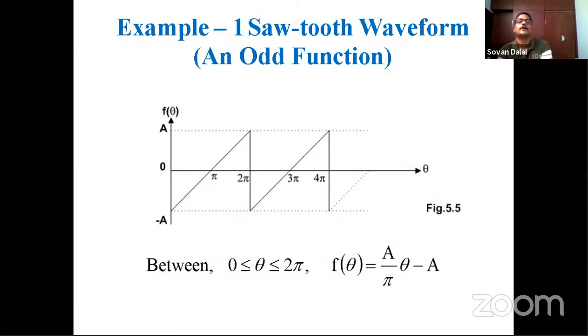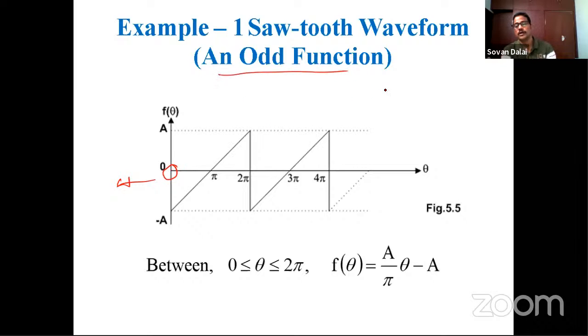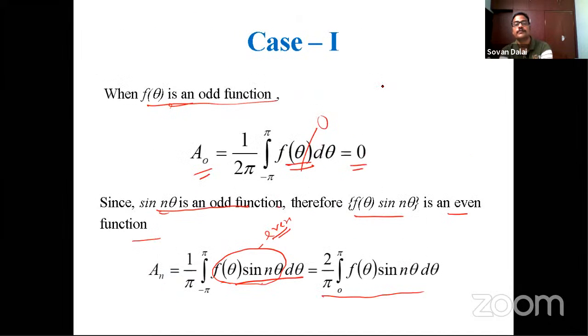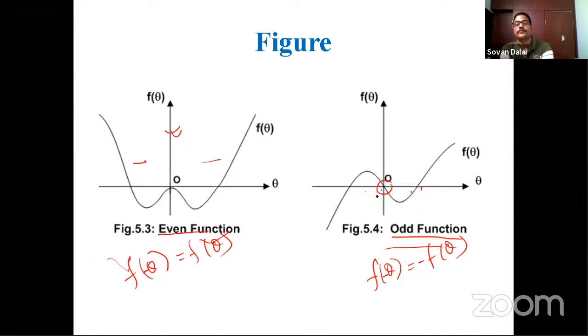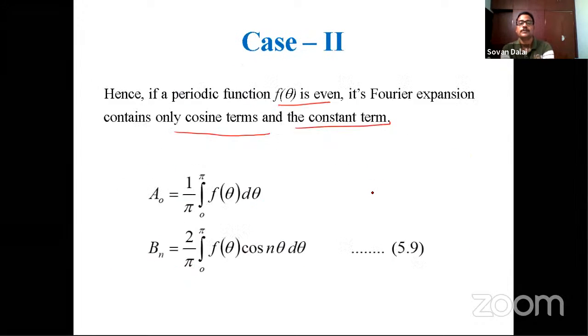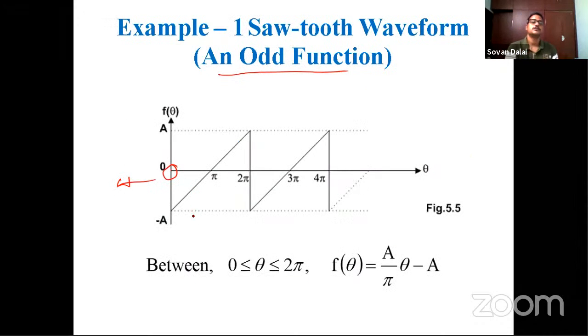Now you see this waveform. This is called the sawtooth waveform. Now, what is the type of this waveform? Visually you can see that if you extend this waveform to this side, this waveform is identical about its origin. So this is an odd function. Whatever I mentioned, an odd function is symmetrical about its origin. So the sawtooth waveform is symmetrical about its origin.